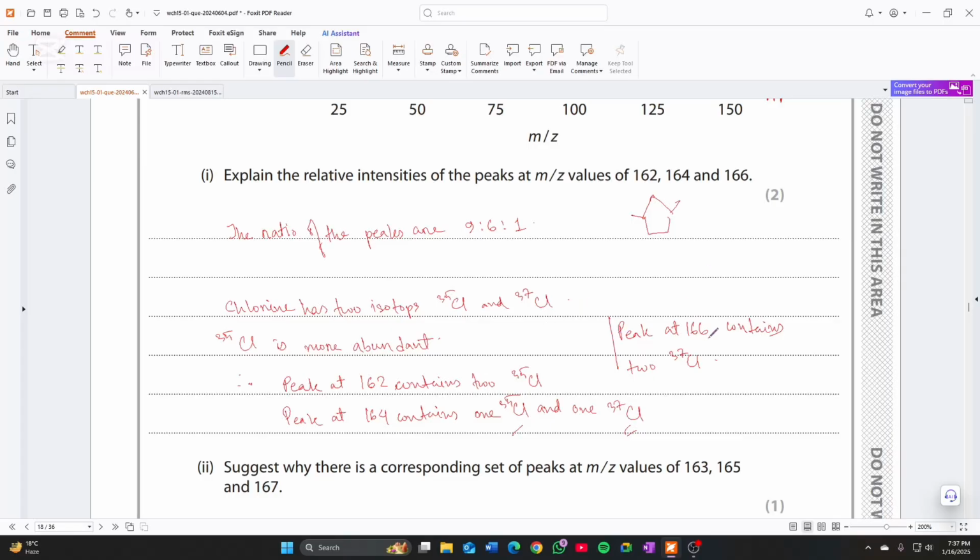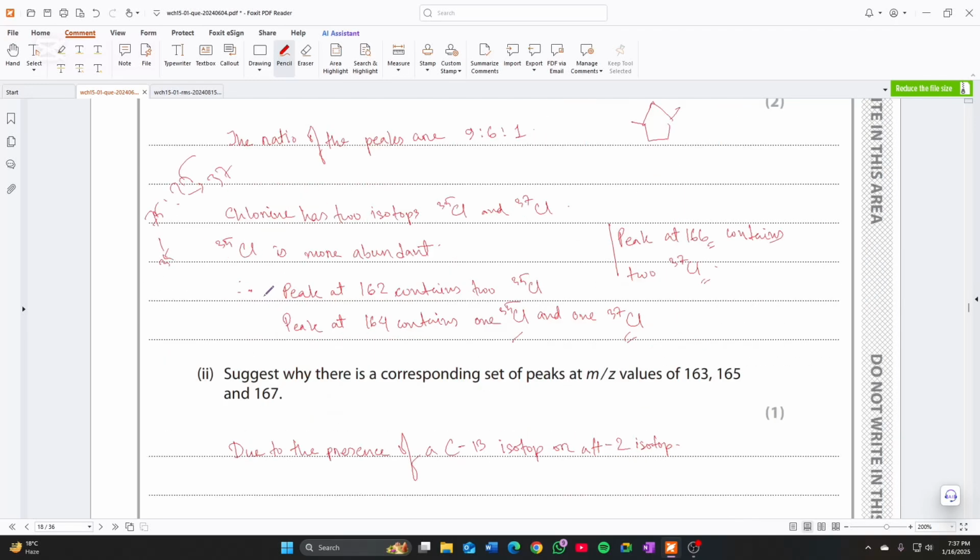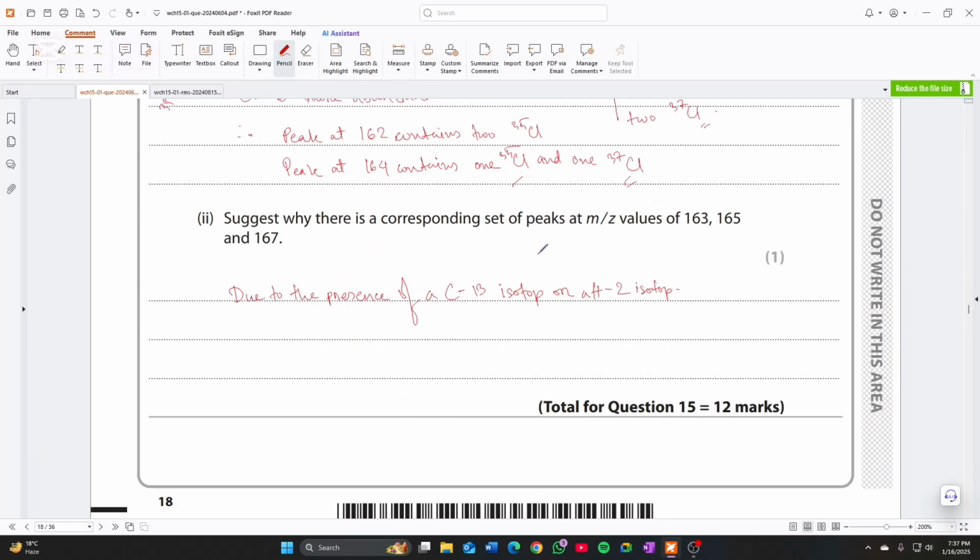The least peak, the peak at 166, contains two chlorine 37, because chlorine 37 is the least abundant. The abundance ratio is 75:25 for chlorine, 75 for chlorine 35 and 25 for chlorine 37. There is also a corresponding set of peaks at 163, 165, and 167. This could be due to the presence of a carbon-13 isotope, only one carbon-13, or a different isotope of hydrogen, like hydrogen-2. This is the only explanation that could give rise to the peaks at 163, 165 and 167.